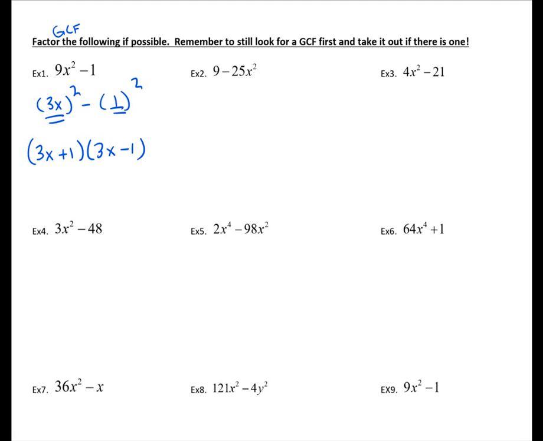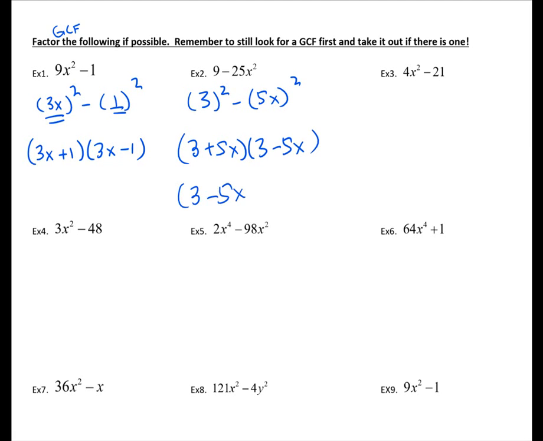Take a look at number 2. I look for a GCF first. Is there a GCF? It doesn't look like there's a GCF. Then I notice it's a binomial with a minus in the middle. So I want to check, is this a difference of squares? Can I make it fit this pattern? It looks like that would be 3, and that would be 5x. So if this is a difference of squares, my factors would be 3 plus 5x and 3 minus 5x. If you want to put 3 minus 5x first, that's perfectly fine. You can do 3 minus 5x and then 3 plus 5x. That doesn't make a difference.